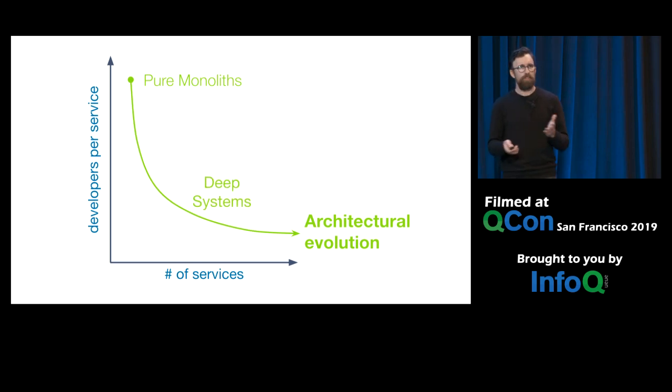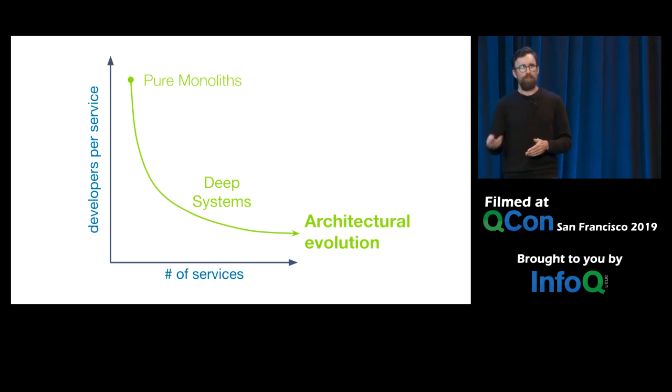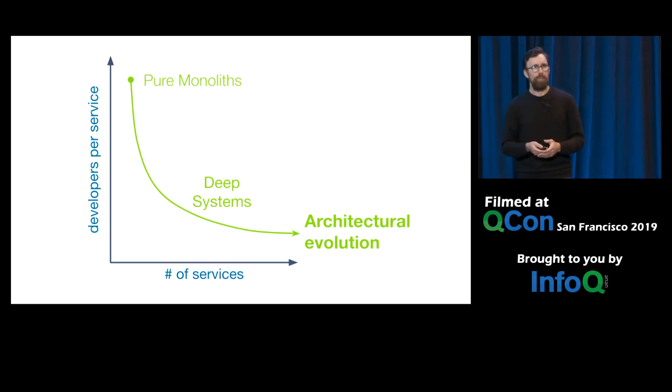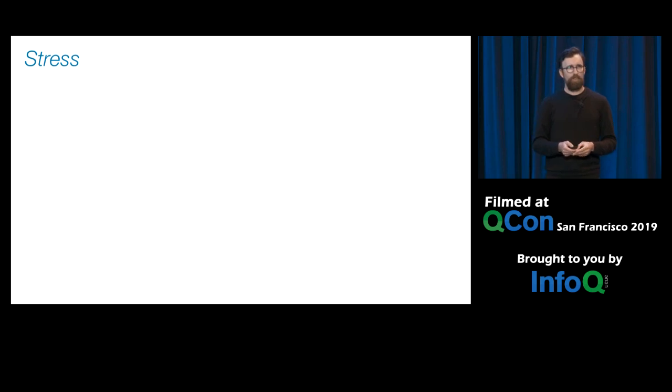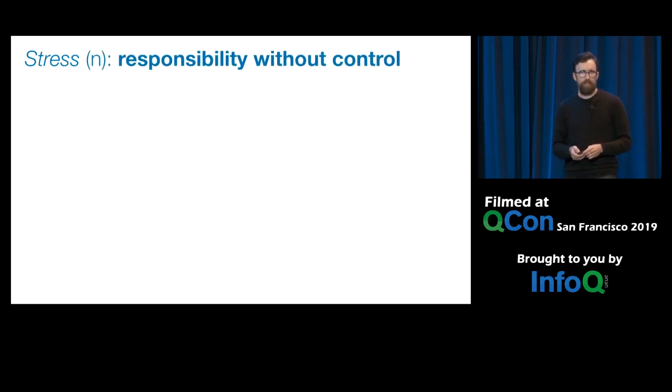And somewhere in the midst of that transformation, you have a deep system once you get 4 or more layers, and you're confronted with all the sorts of problems that we were talking about earlier. So this is the overall arc in our industry. If we want to think about why this is so painful, it's probably easiest to talk about stress. So stress can be defined as responsibility without control.